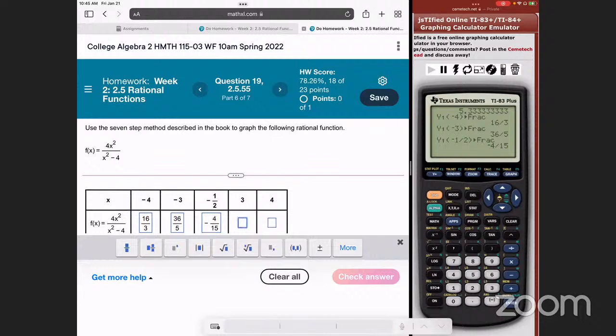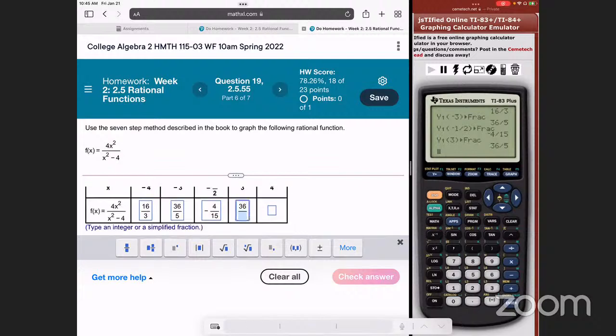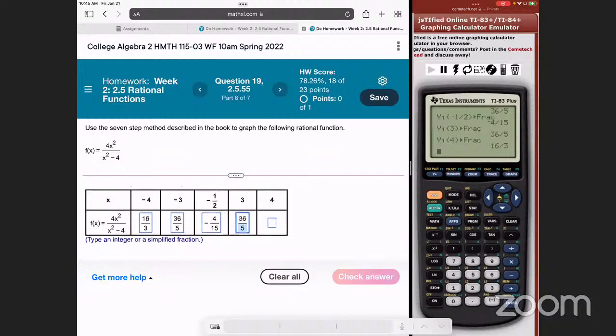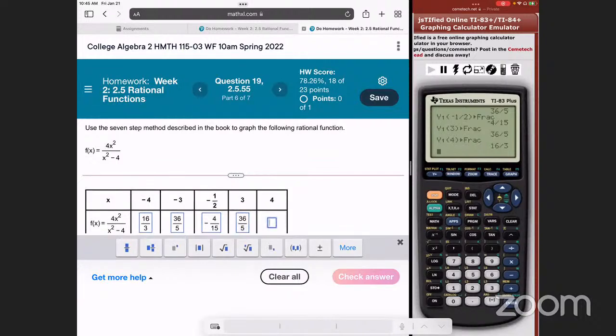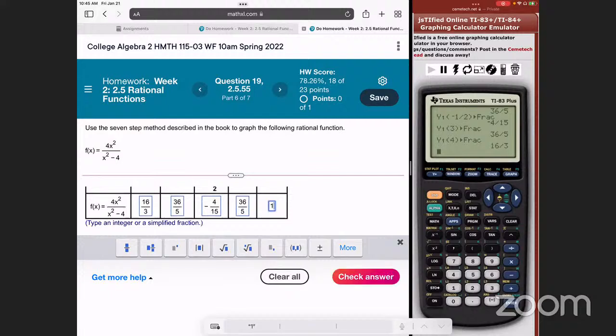Cool. Now we're going to recall. Matter of fact, I'm just going to go back to the one that was the -3 and just remove the negative. So now when x is 3, we get 36/5. So I'm just going to type 36/5, which would be it. And then when x is 4, I'm just going to recall, put in my 4, 16/3.